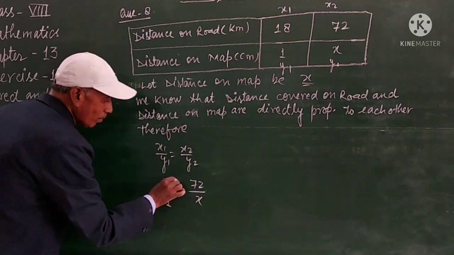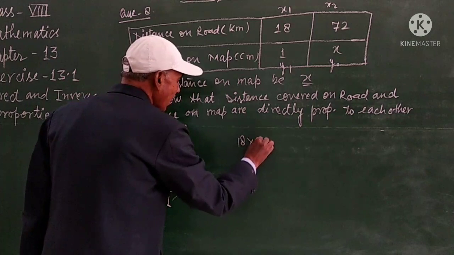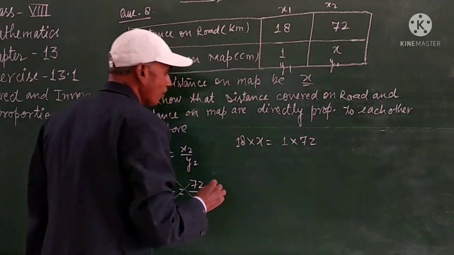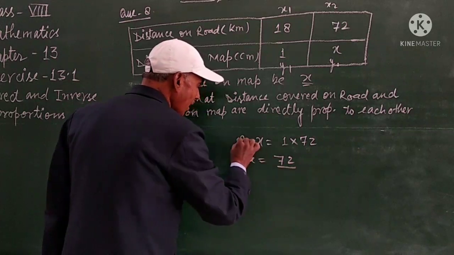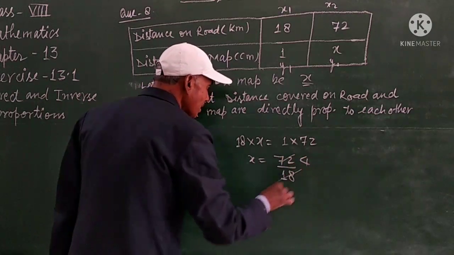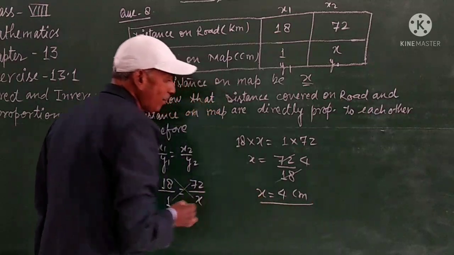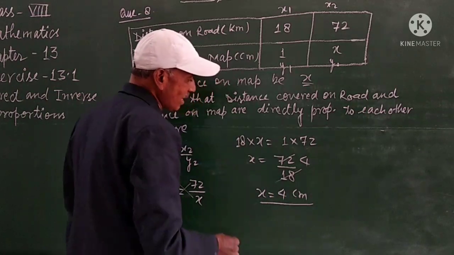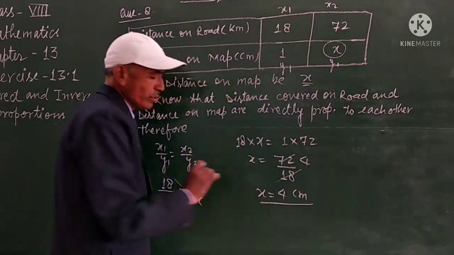Clear, friend? Now by cross multiplication, 18 into x is equal to 1 into 72. So x is equal to 1 into 72, that is 72, upon 18. So 18 4 ja 72. X is equal to 4 centimeter. Because on the map the distance is given in centimeter, student, the answer will be in centimeter. It will be 4 centimeter. The value of this x will be 4 centimeter.